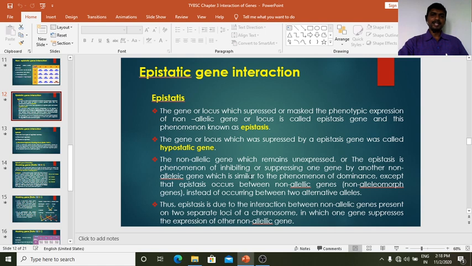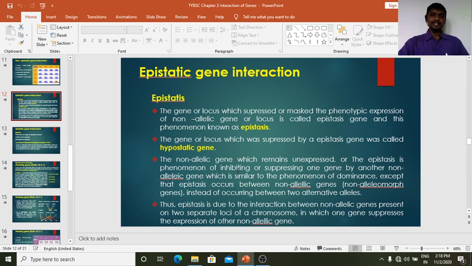Such type of genetic interaction is based on the phenomenon of epistasis. Epistasis is inhibiting or suppressing one gene by another non-allelic gene, which is similar to the phenomenon of dominance. But here the genes are non-allelic genes, whereas in dominance the genes are allelic genes.